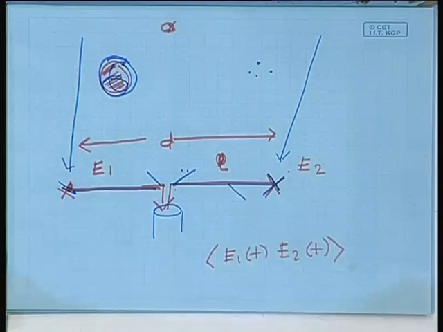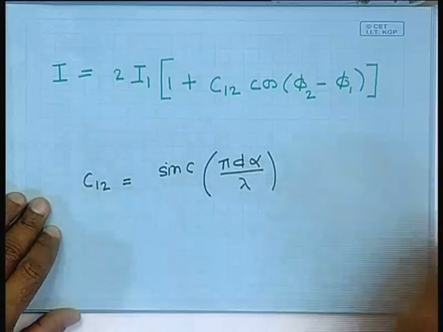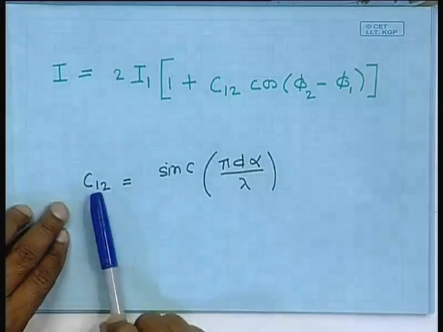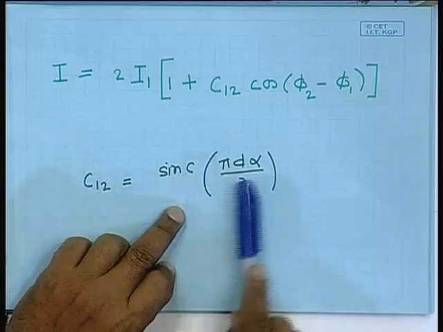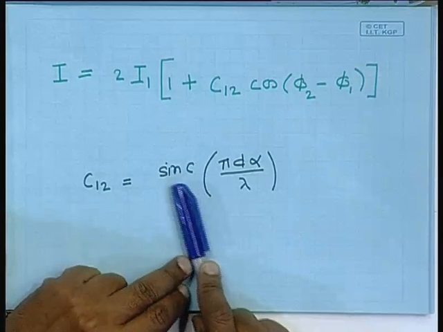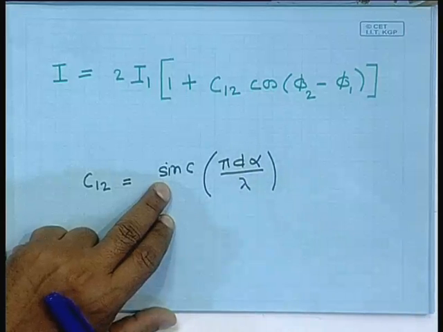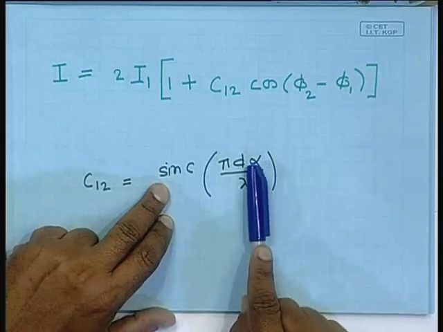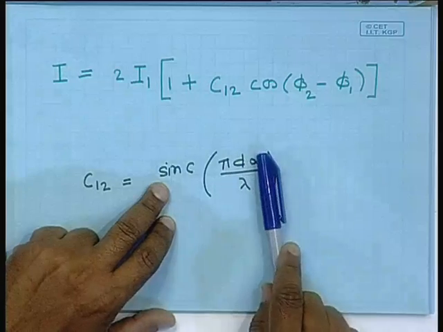And as you vary the separation, you expect the visibility, which we have already seen is directly equal to the degree of coherence in this particular case, to vary as sinc(pi d alpha by lambda). You don't know this alpha, the angle subtended by the source. You want to determine this.